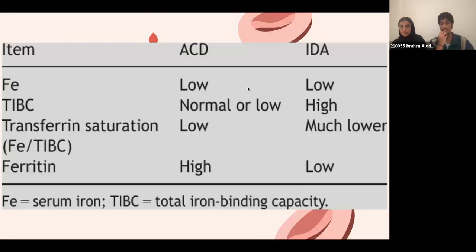And then here is just a table that we brought for differentiating between iron deficiency anemia and anemia of chronic diseases. So iron can be low in both. The total iron binding capacity will be high in iron deficiency anemia because the iron is the thing that's actually deficient, but they're still able to bind it. The transferrin saturation is going to be low in both, but it's going to be much lower in iron deficiency anemia. And then the ferritin, like I mentioned, will be high in anemia of chronic diseases.